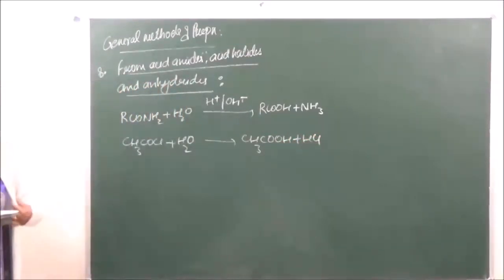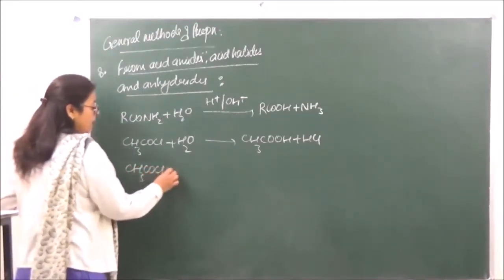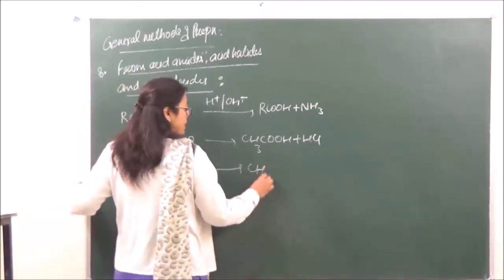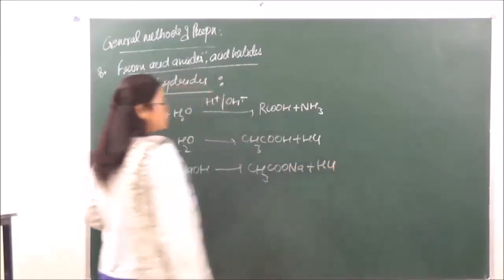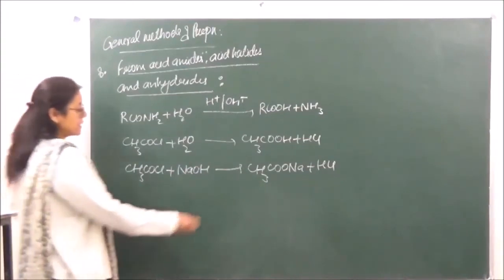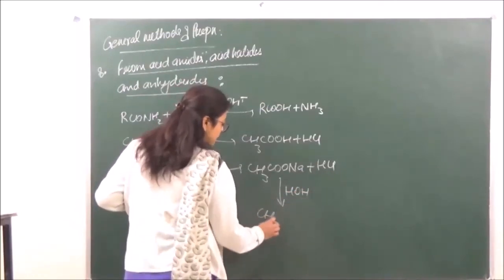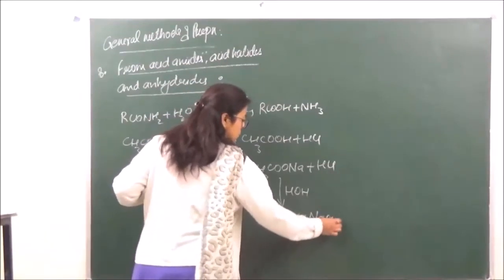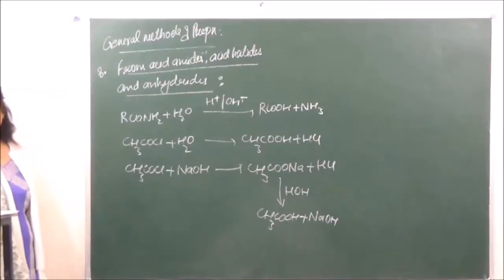Also you can do this reaction in presence of NaOH, but in that case first we are going to get sodium acetate plus HCl. ठीक है, और फिर ये जो सोडियम एसिटेट यहाँ पे बना है इसकी हमको हाइड्रोलिसिस करनी है to give us CH3COOH and NaOH. Got it?